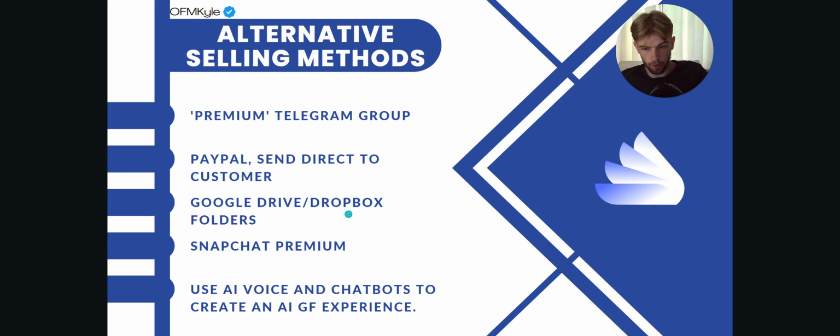Google Drive and Dropbox folders, you can sell these, so you can have a whole folder full of content and sell them in bulk. You can sell them for $10 per folder or whatever, and once that's sold, you can go back to that same customer and say, hey, new folders dropped, go check that out as well, and then they'll pay for that. Snapchat Premium, same idea as Telegram, but Snapchat is more of an interactive and social platform, so you may find more success there, you may not.